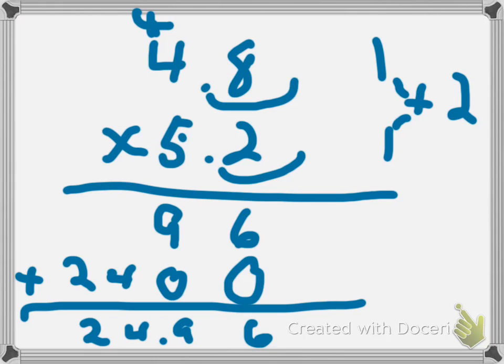Okay, and then down here with my product 24 and 96/100ths, move it 2 places from the right. I know I have to put it in between the 4 and the 9. And that's multiplying in decimals.